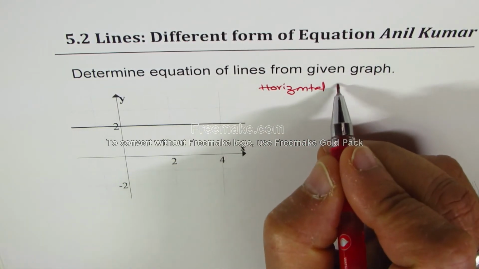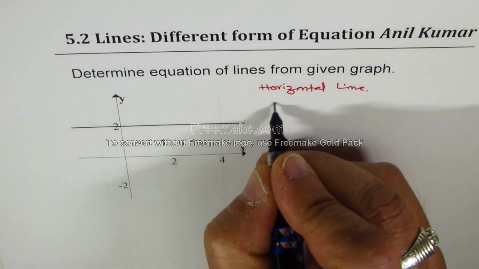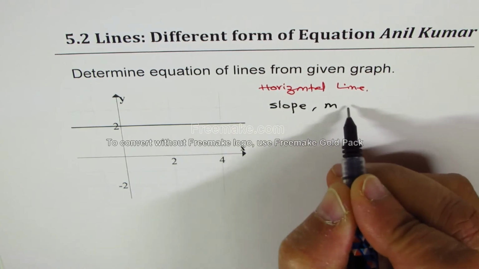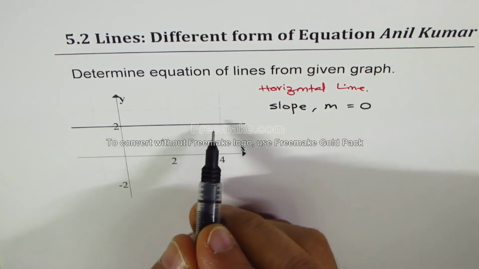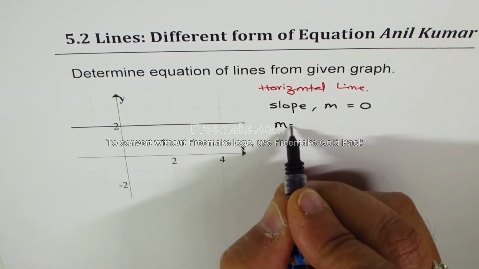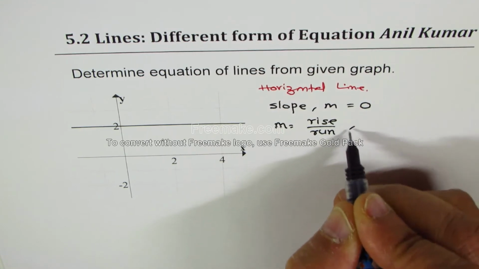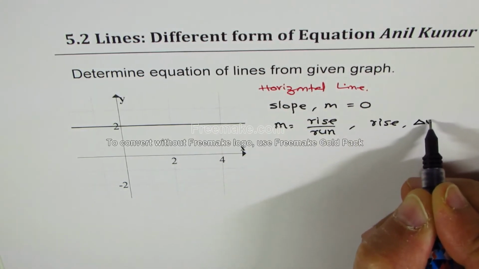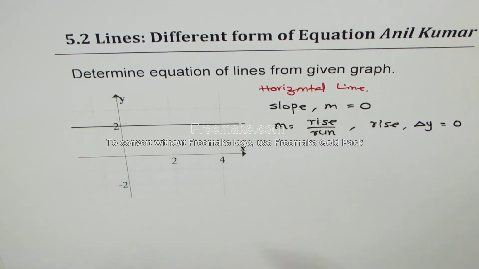What is the slope of this line? Well, the slope, is it rising? Is it falling? Neither of the two, right? We say slope is 0. Change in y is 0. See, slope m is rise over run, and in this particular case, rise or change in y is 0, and therefore numerator is 0, slope is 0.